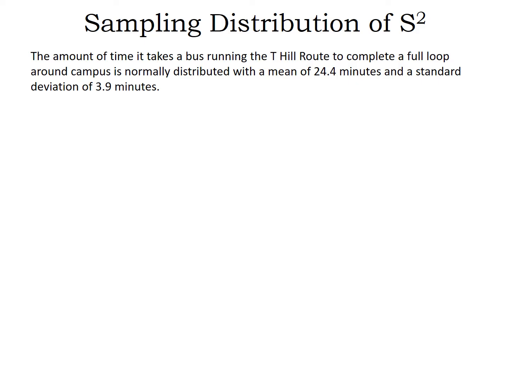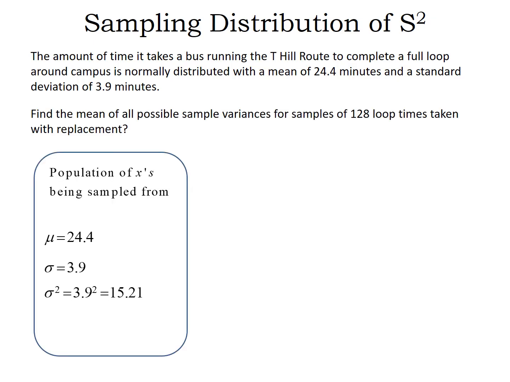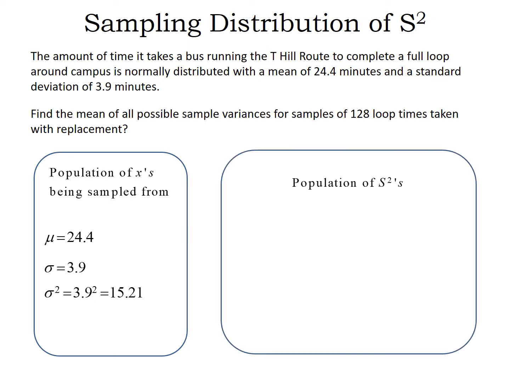So again, we're going to stay with the hill loop times, but looking at the sample variances. Okay, so we have our original population being sampled from, and we want to find the mean of all possible sample variances for samples of 128 loop times. And so the population of sample variances is going to have a mean that's equal to the variance of the population those sample variances are coming from, which is 15.21.